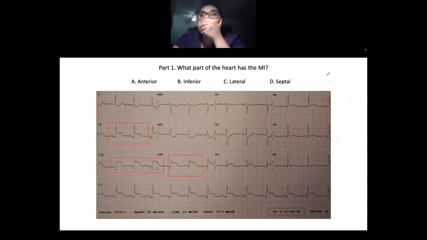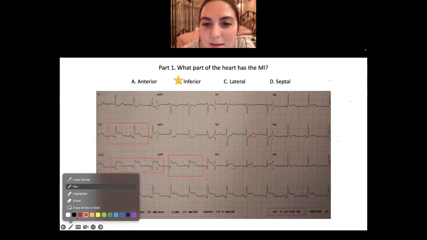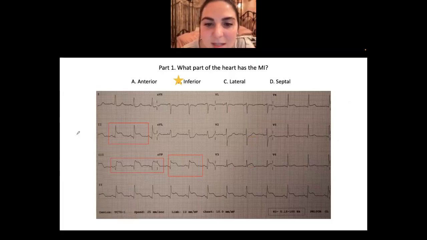Okay. Good job, guys. Yay! Here's your ST elevations in 2, 3, and AVF, inferior wall MI. I used this picture specifically because it looks like there could be some ST elevations in these other leads. And I always tell people, when that happens, just go off of what's more obvious.